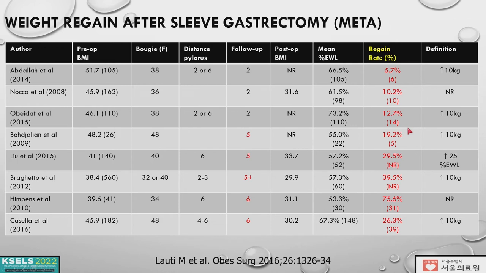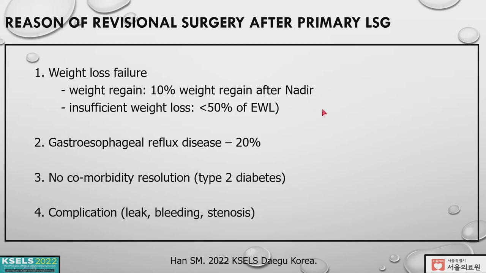Approximately 20% to 30% regain rate was reported after the primary sleeve. And so you can see here the reasons for revision surgery after the primary sleeve, which you can divide into three categories.